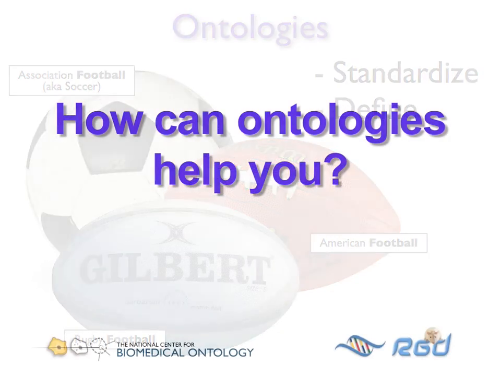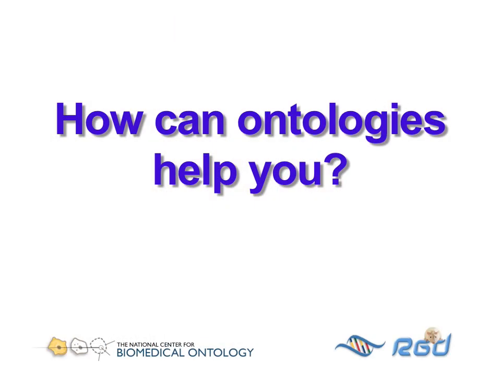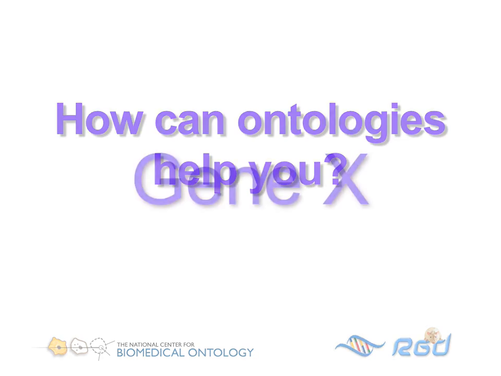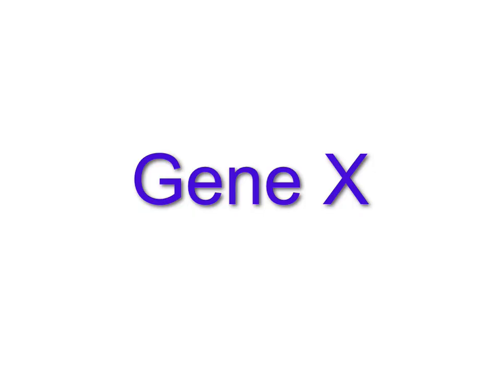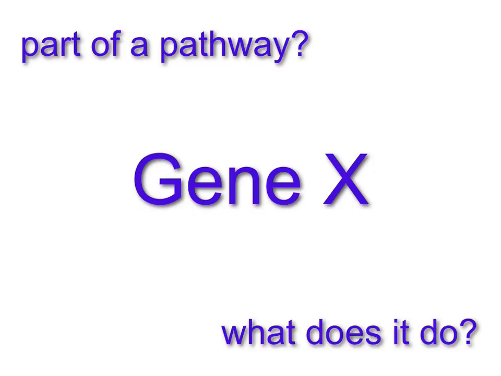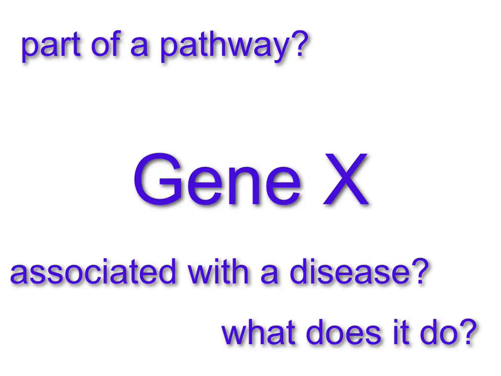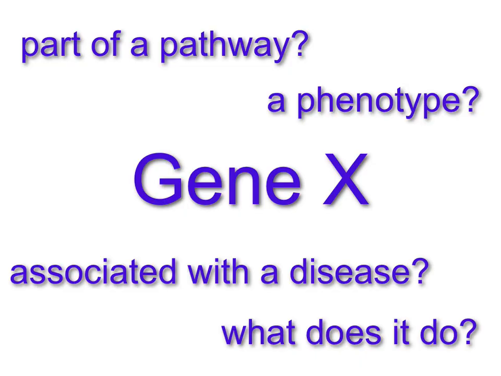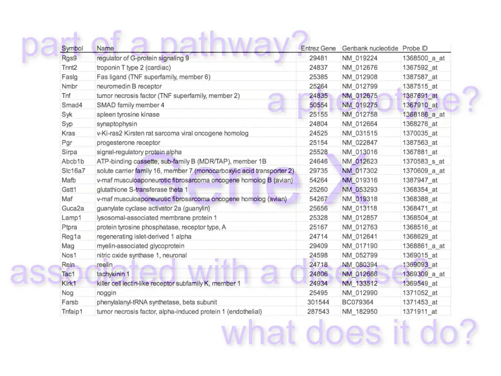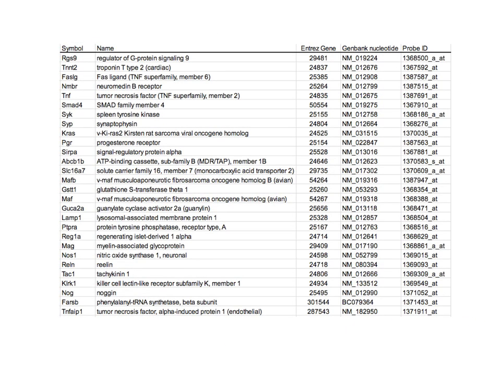So now that you know a little bit about ontologies in general, let's talk about how the use of ontologies can help you as a researcher. Suppose you need information about a particular gene of interest, such as what it does, if it's part of a pathway, or if it's associated with a disease or phenotype. Or suppose that you've done some microarray experiments. Now you have a list of genes and need to know if they share any attributes. How do you find that out?